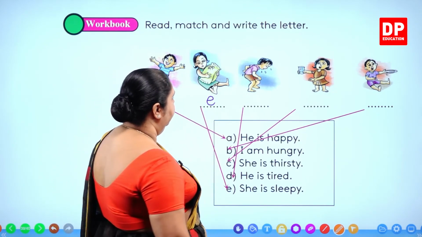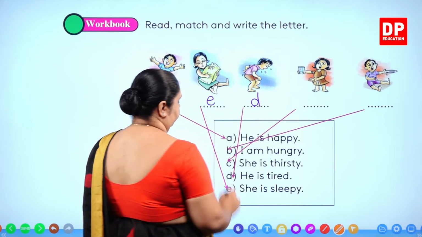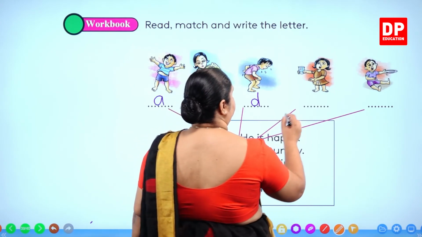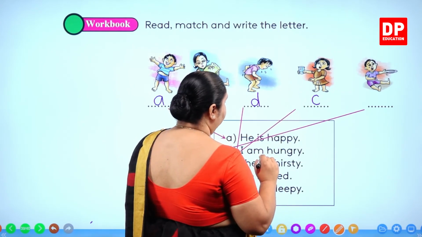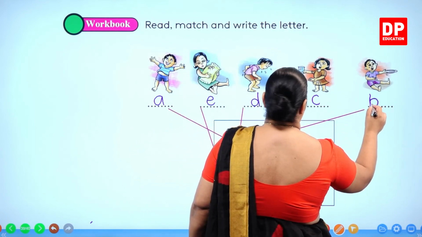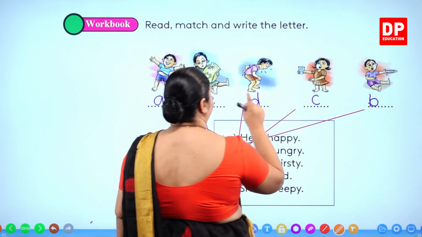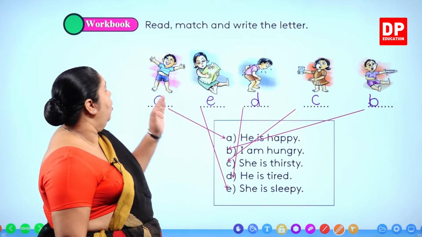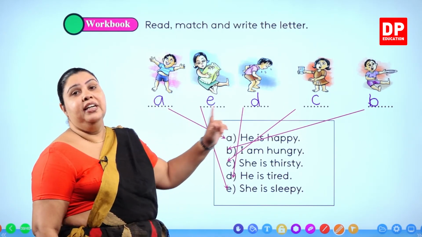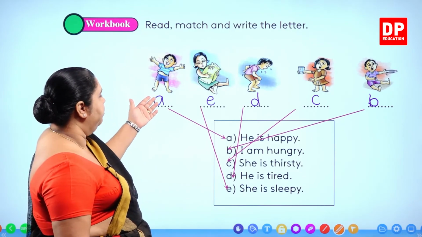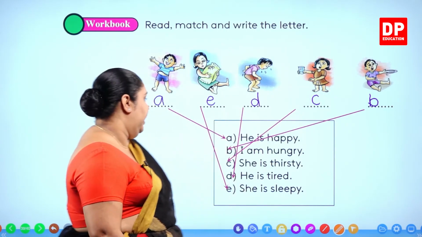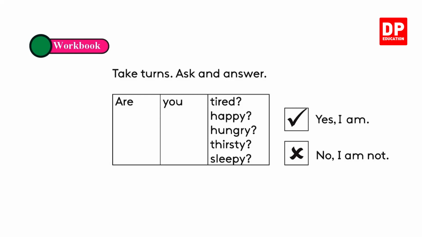I'm tired. Letter D. Then I'm thirsty. Letter C. I'm hungry. Letter B. So we have A, B, C, D, E. Okay, so you have to complete that like this. So now you have matched, you have written the letters for each of the pictures. I'm happy, I'm sleepy, I'm tired, I'm thirsty, and I'm hungry. Right. So our last workbook activity, take turns, ask and answer.